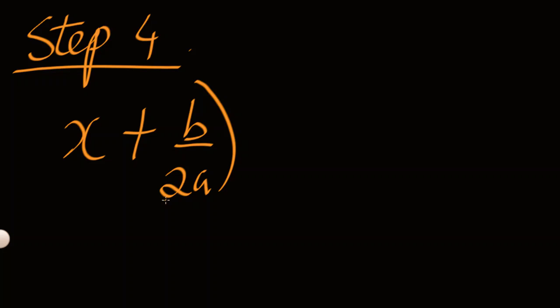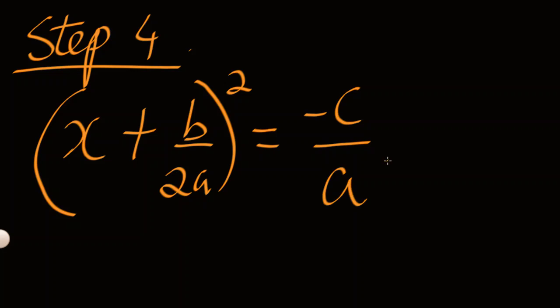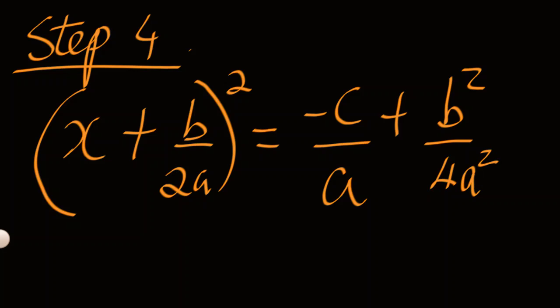So step 4. I'm taking x, which was being squared, plus b over 2a that was also being squared. I square this. To my right-hand side, I have minus c over a plus b squared over 4a squared.